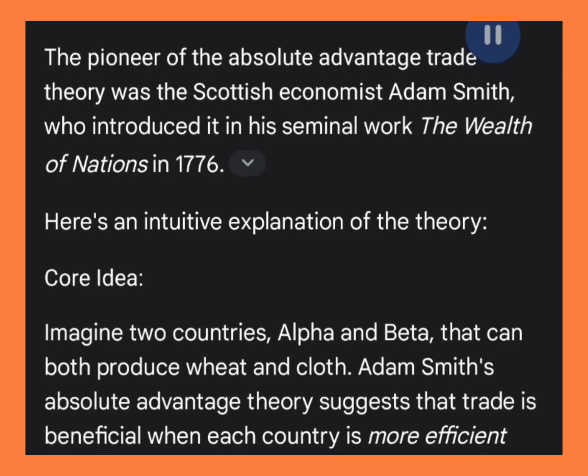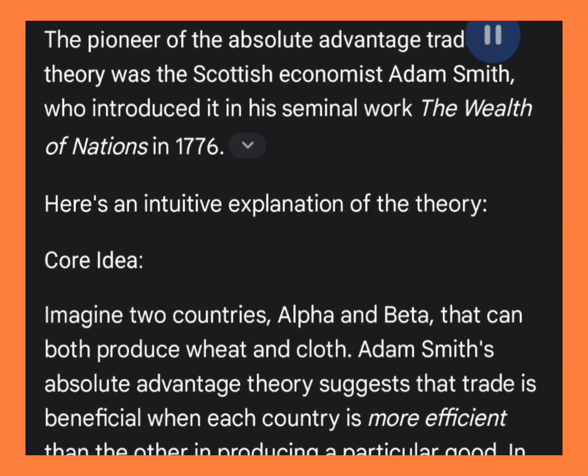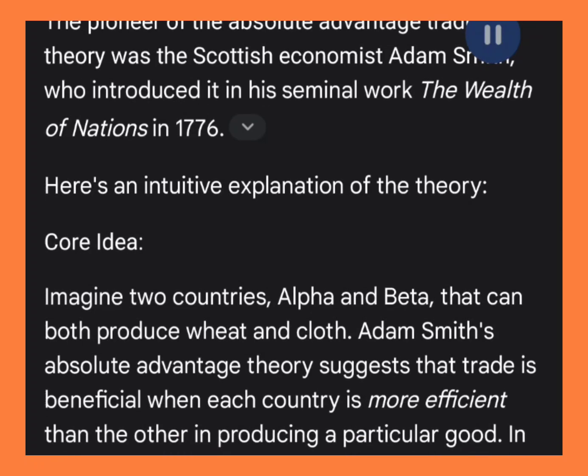The pioneer of the absolute advantage trade theory was the Scottish economist Adam Smith, who introduced it in his seminal work The Wealth of Nations in 1776. Here's an intuitive explanation of the theory. Core idea. Imagine two countries, Alpha and Beta, that can both produce wheat and cloths.